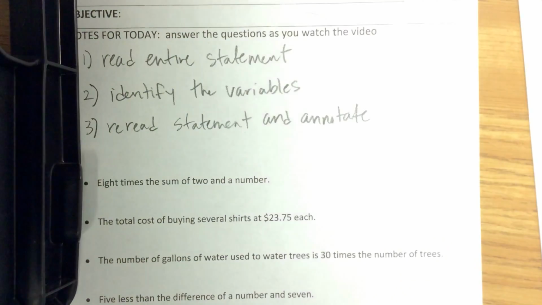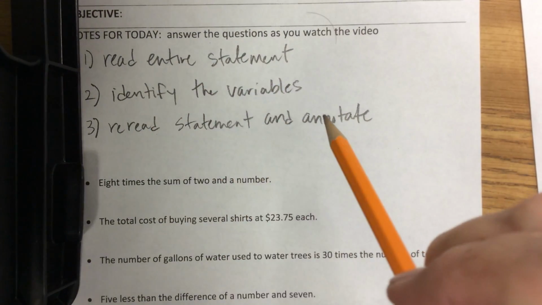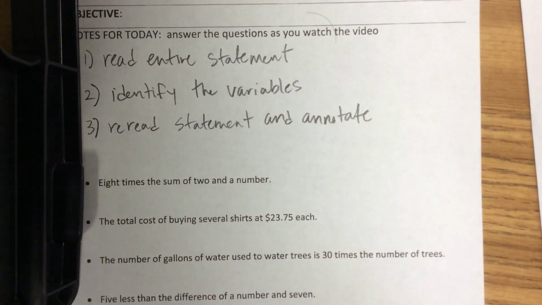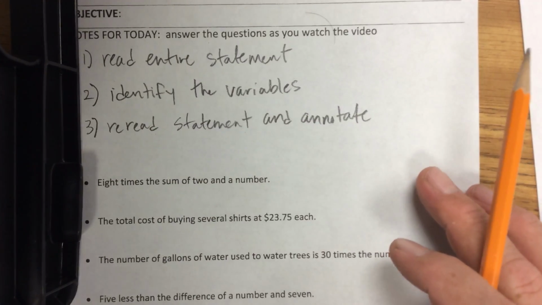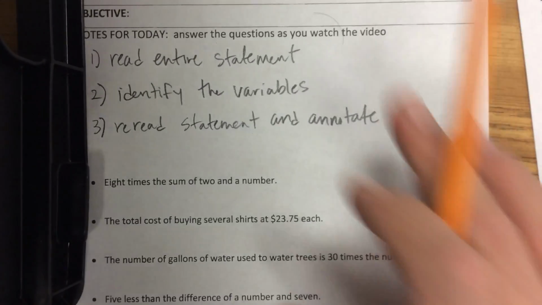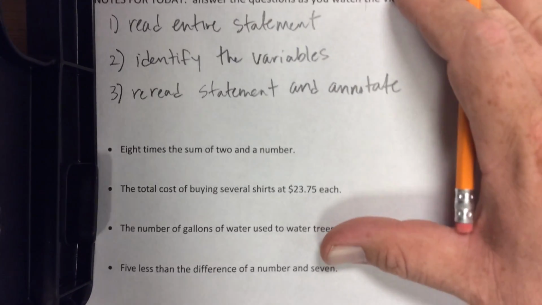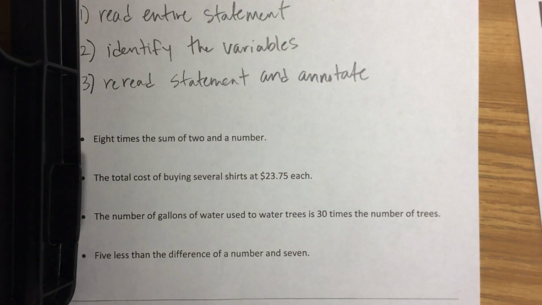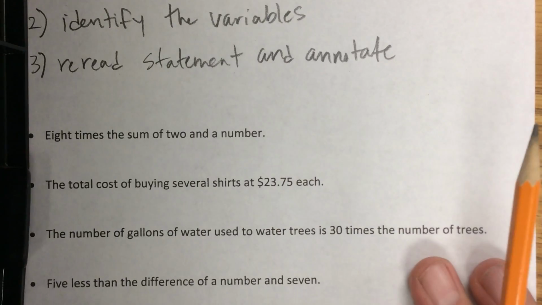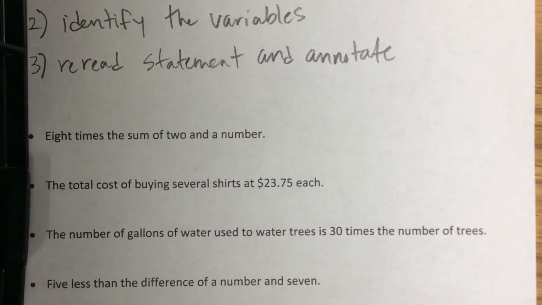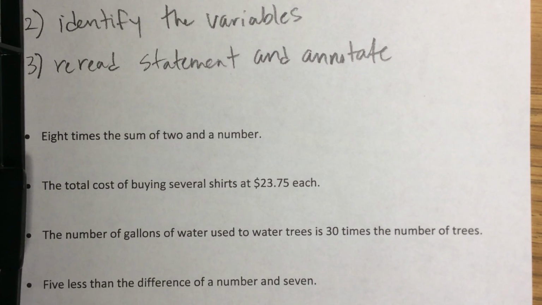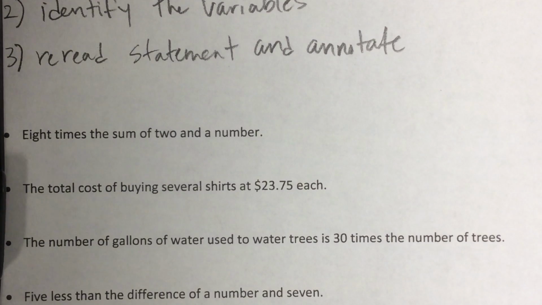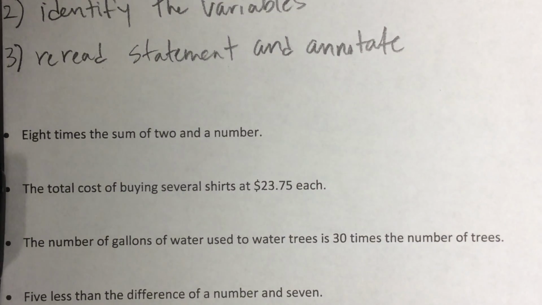So after we've reread the problem and we've annotated, we're going to do all 3 of these steps and let's go through a few examples to see what that is like. So first I want to read the statement. First one is 8 times, and you can follow along on your note sheet. First one is 8 times the sum of 2 and a number.